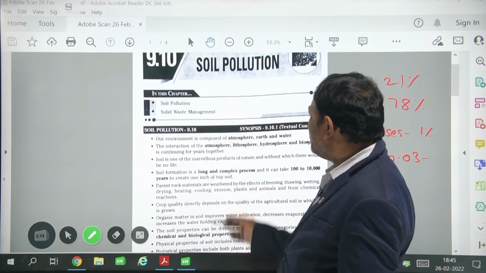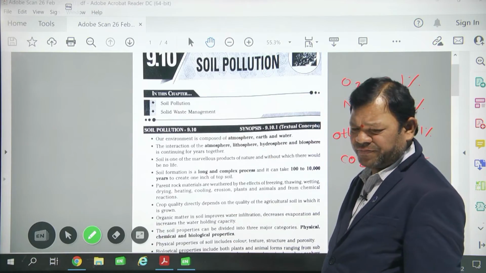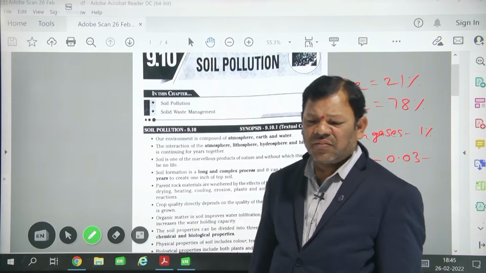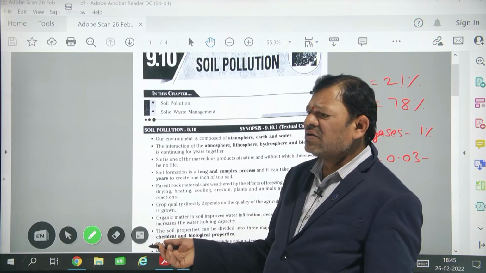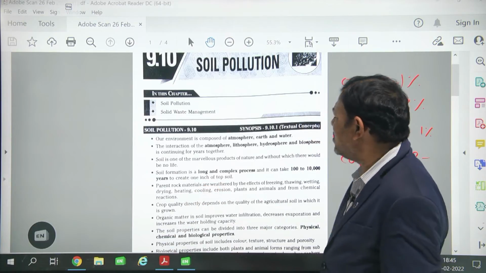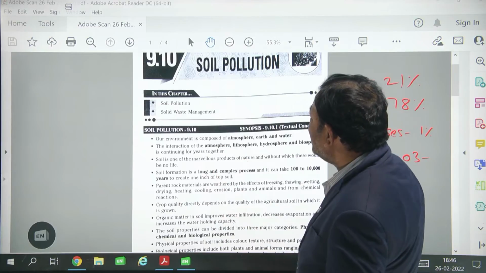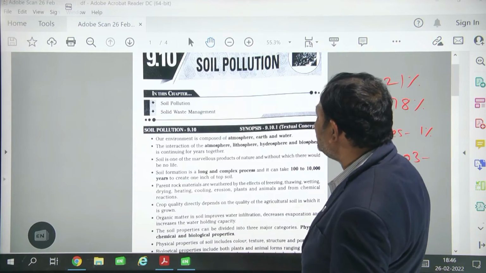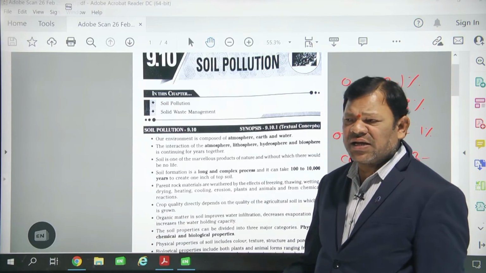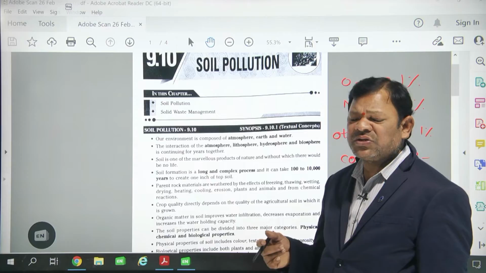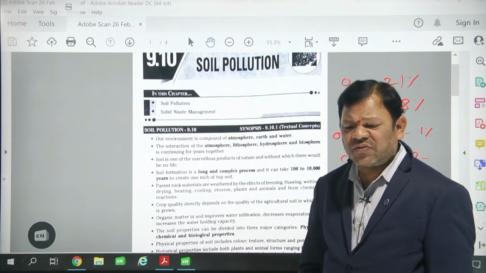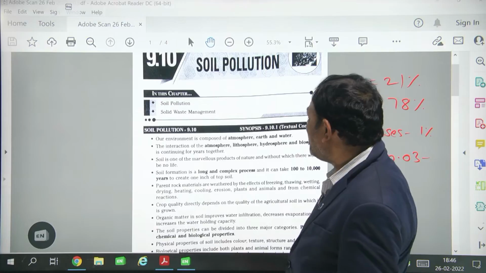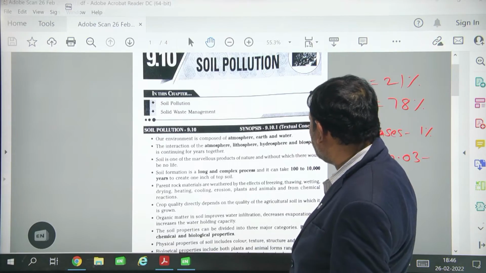So our environment is composed of the atmosphere, earth and water. Atmosphere means the air that covers the earth. The interaction of the atmosphere, lithosphere, hydrosphere and biosphere has been continuing for years together. Lithosphere means the stones and rocks present in the earth, hydrosphere means water, and biosphere means the living things. Soil is one of the marvelous products of nature, without which there would be no life.